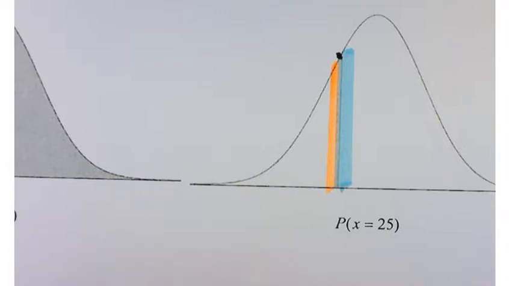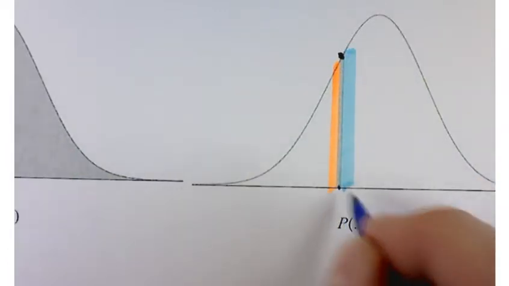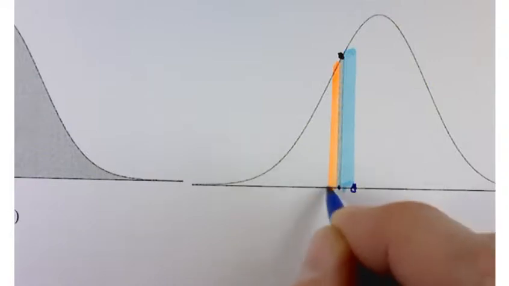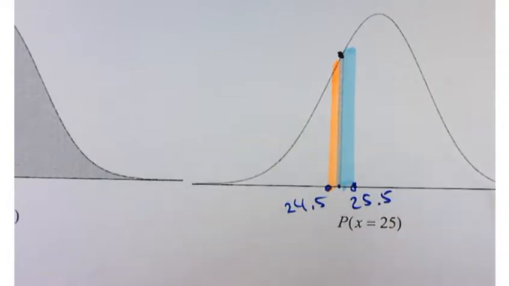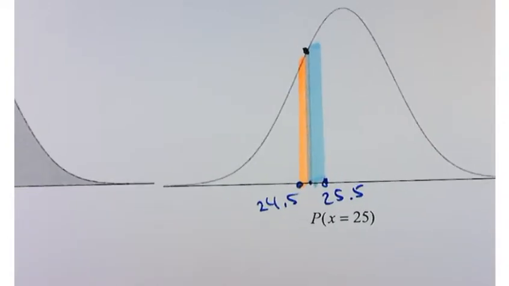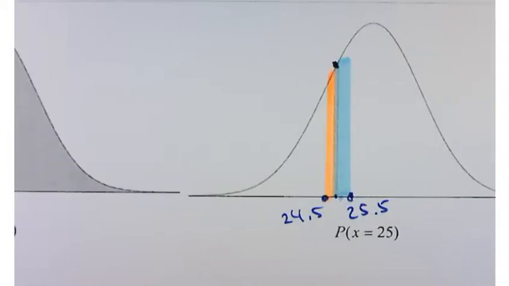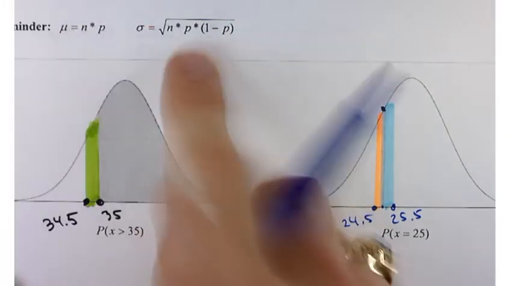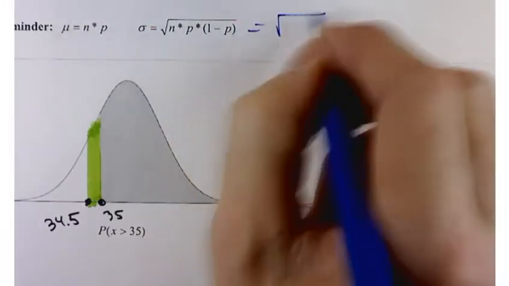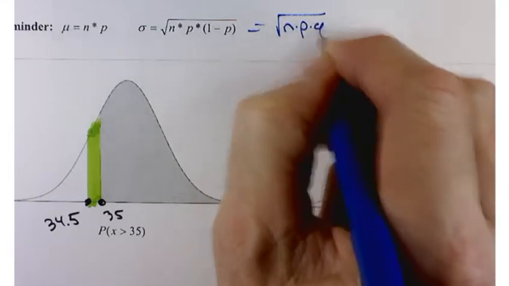Nick, what would I look up? Instead of 25, what number should I use here now? Good. 24.5 and 25.5. So that's what's going to give you your area underneath this normal curve, and then you can use that to approximate a binomial random variable. Now that binomial random variable is going to be approximated by a normal curve with this mean and this standard deviation. You could also write that as square root of n times p times q.